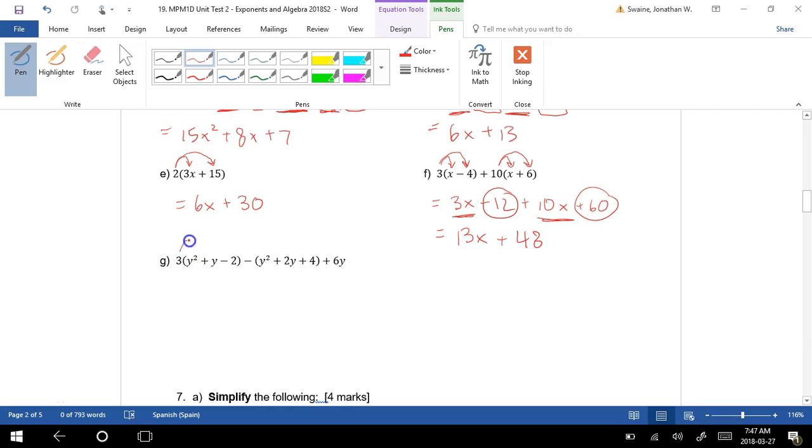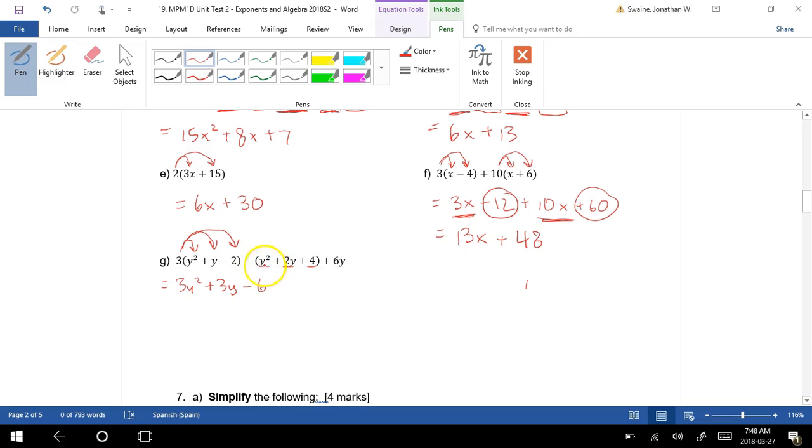Next one, again, I'm going to multiply in front, so I'm going to multiply the 3 by all those things there. I see a subtraction sign in front of these brackets, so the subtraction sign means that all of these are going to switch signs, and I've got a plus 6y in the end that's not going to do anything right away. So 3 times y squared is 3y squared, 3 times y is 3y, 3 times negative 2 is negative 6.